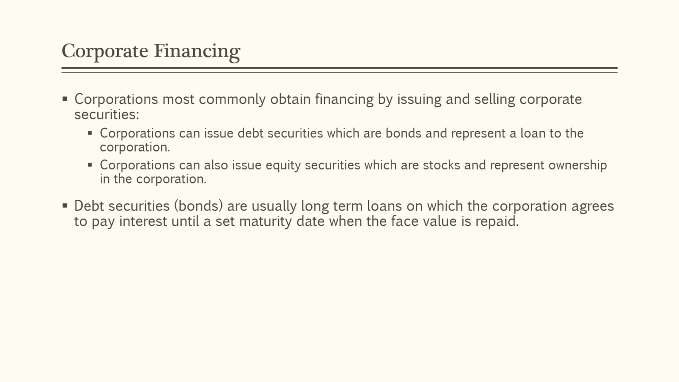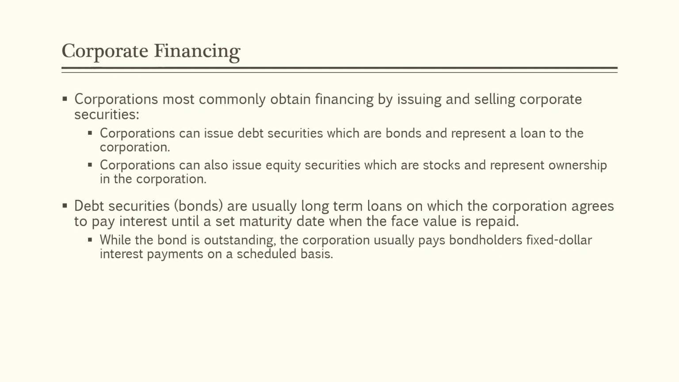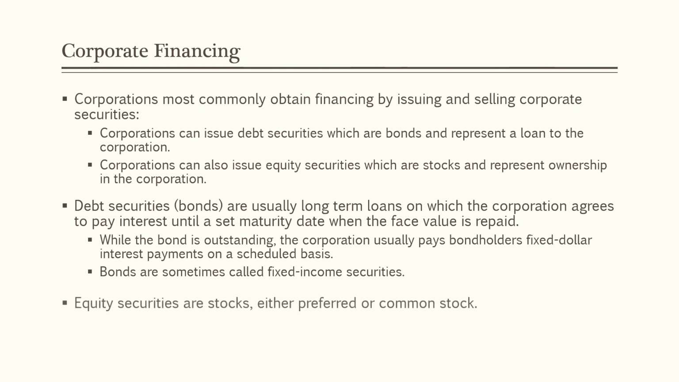Debt securities, which are bonds, are usually long-term loans on which the corporation agrees to pay interest until a set maturity date when the face value is repaid. While the bond is outstanding, the corporation usually pays bondholders fixed dollar interest payments on a scheduled basis. Bonds are sometimes called fixed income securities. Equity securities are stocks, either preferred or common stock.